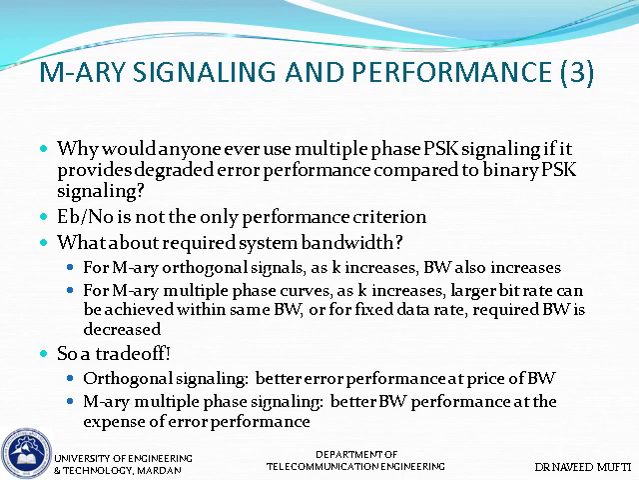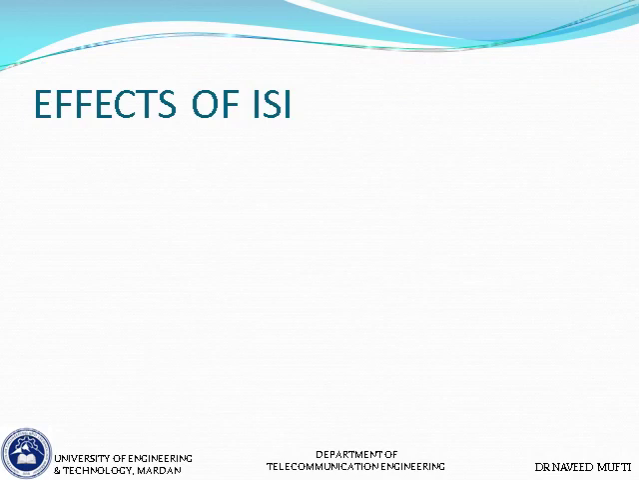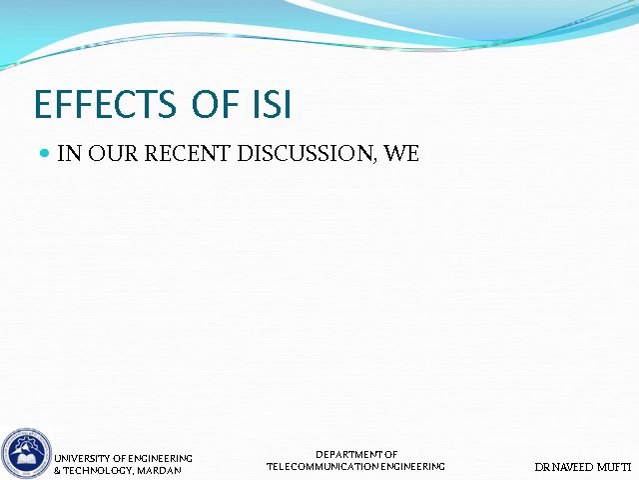If you want to go for orthogonal signaling, you will have better error performance, but we have to compromise on bandwidth because we need a larger bandwidth. So better error performance at the price of larger bandwidth. Or if you want to go for M-ary multiple phase signaling, you will have better bandwidth performance, but that will come at the price of degraded error performance. So it's a compromise. If you want to improve one thing, the other thing will have to be compromised. That's what we have to remember.